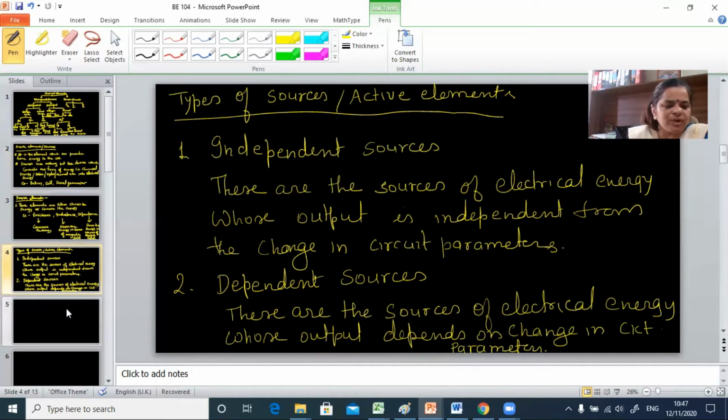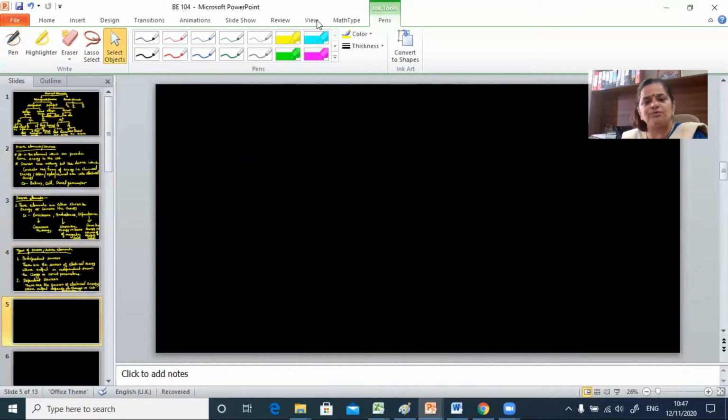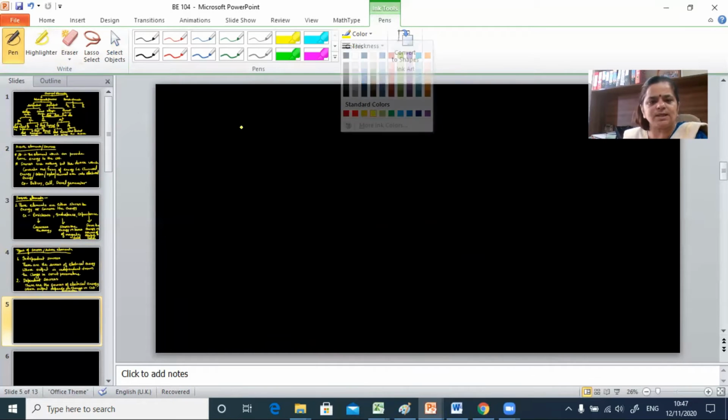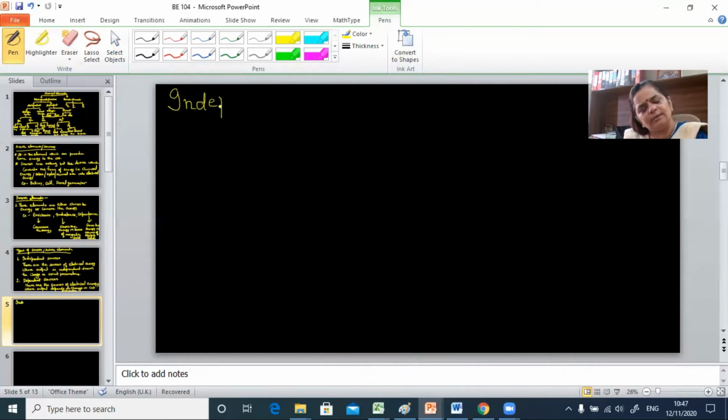Now one by one we will discuss in detail these types of sources. First, I am going to discuss independent sources. So let us discuss independent sources.